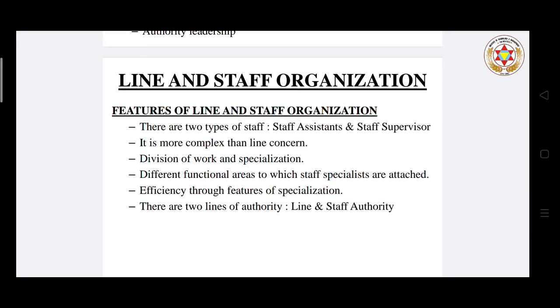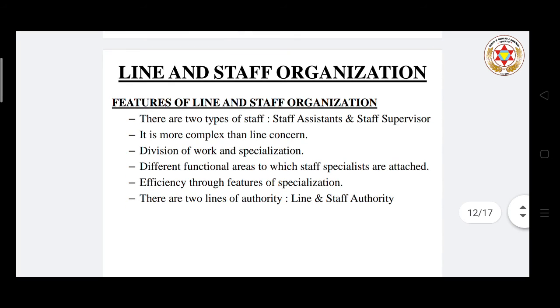Let us come to the line and the staff organization. It says in a larger organization, a few executives cannot perform all the functions themselves, so they need assistance from the specialist of different areas. So this organization has advantage of both line and functional organization. A staff executive is a person whose role is to provide advice, counsel, and expertise to help line operating executives and their units achieve the organization objectives.